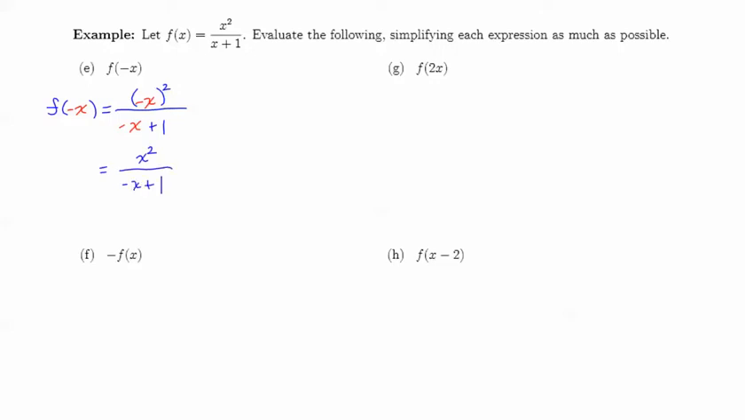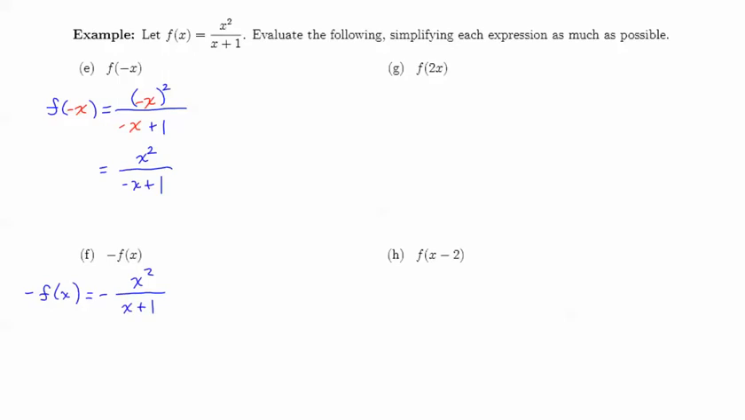In the next example, we'll look at negative f of x. And this differs in that we're now multiplying f of x by a negative 1. So the simplest way to write that is that that output is just negative now. So we'll have negative, and here's our x squared over x plus 1.